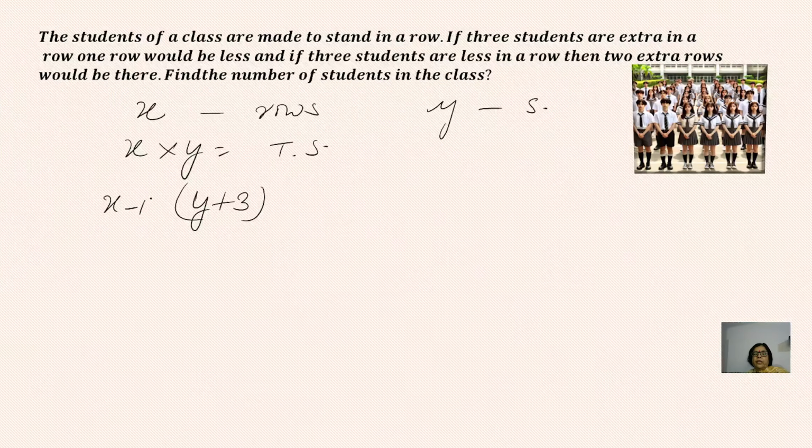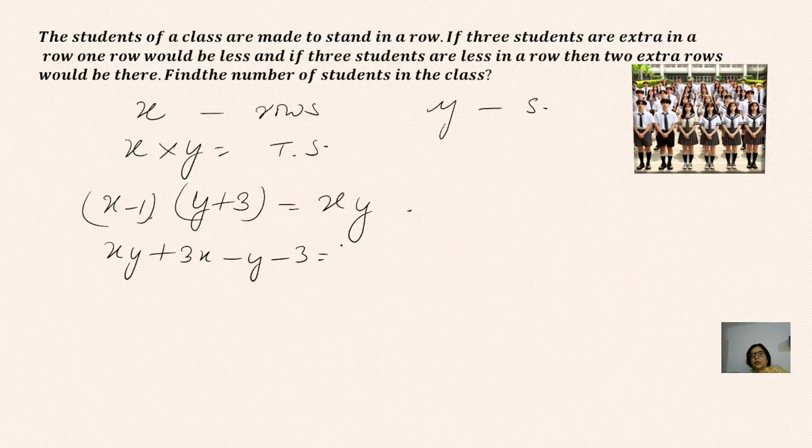So if you arrange the students in this manner, the total number remaining the same, we can equate it to xy. So we get here xy plus 3x minus y minus 3 is equal to xy. So this gets cancelled and we are left with 3x minus y minus 3 is equal to 0.